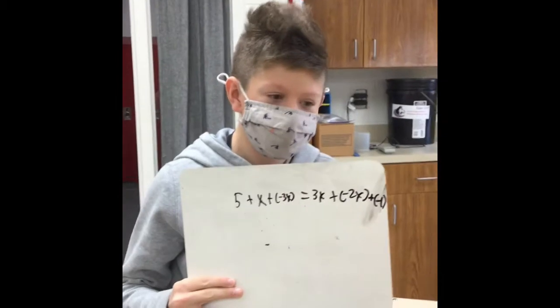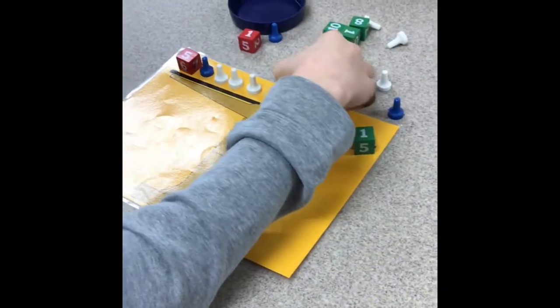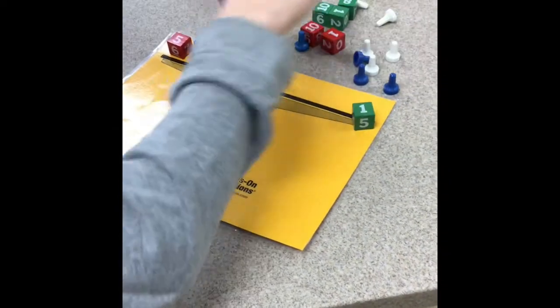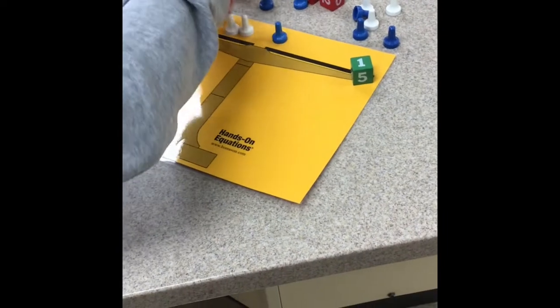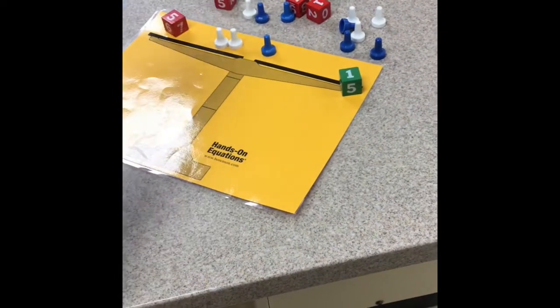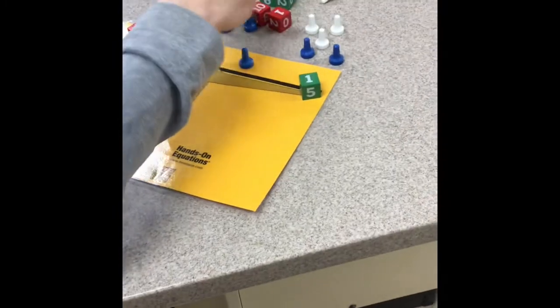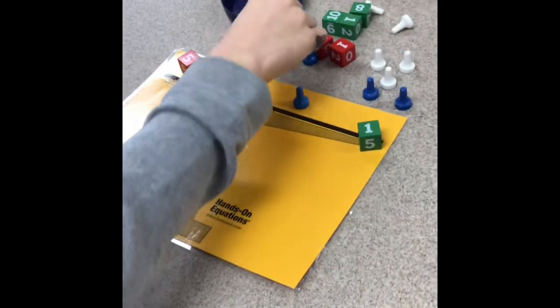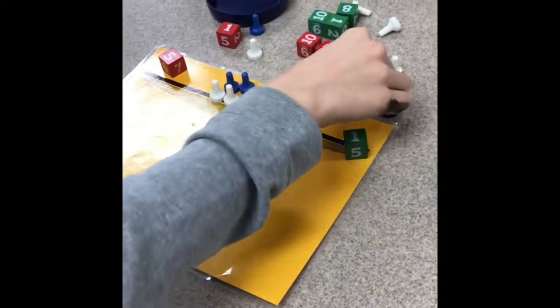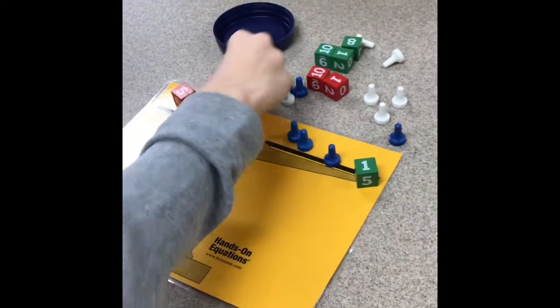The next problem I'll be teaching. First thing you can do is you can take these two away. Then you can take these two, which makes pairs of 0, and then you can add 2 blue pawns to each side. These make pairs of 0.